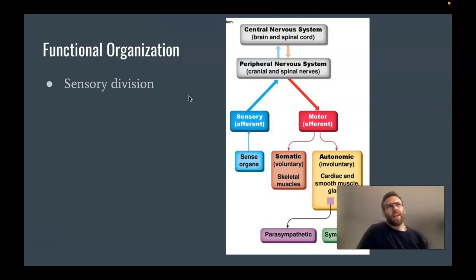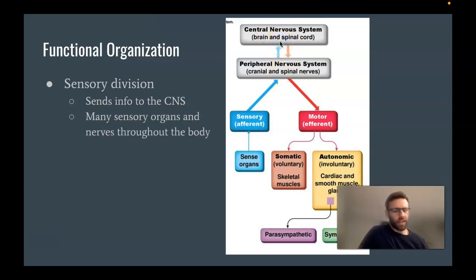And then if we looked at the more functional organization of the nervous system, we'd be looking at the sensory division and the motor division. The sensory division, as we referred to before, is sending information to the central nervous system, sometimes abbreviated as CNS. So the sensory division is sending information up through the peripheral nervous system and then to the spinal cord and to the brain. And again, there are many different sensory organs and sensory neurons throughout your body: eyes, nose, skin, muscles, and probably many others.